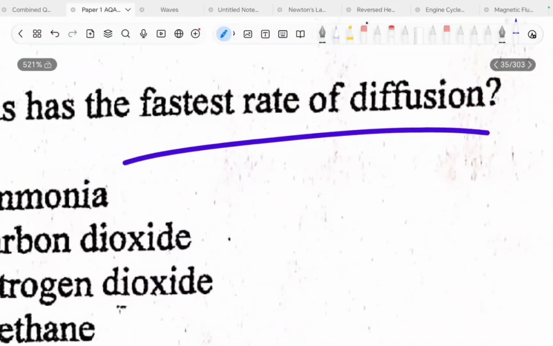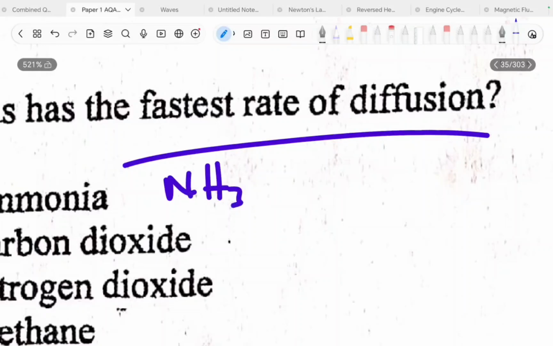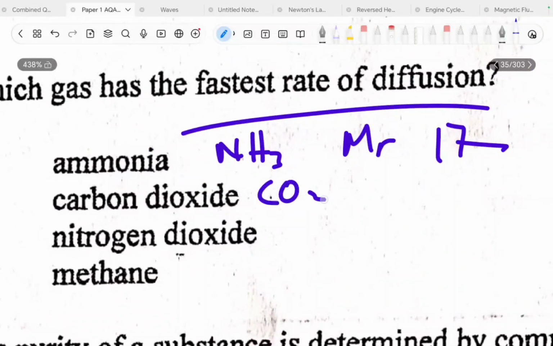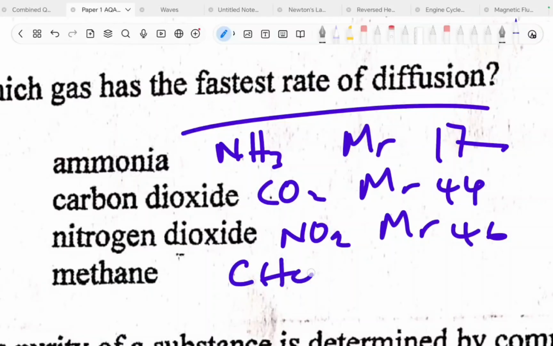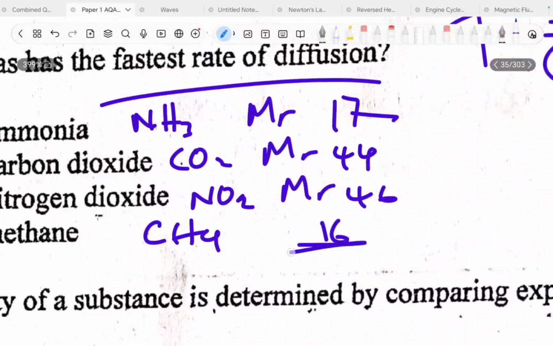So how do you do it? Ammonia is NH3. It has 1 nitrogen and 3 hydrogens. So the Mr is equal to, N is 14 plus 3, 17. Carbon dioxide is CO2. C is 12. O2 is 32. So 12 plus 32 is equal to 44. Nitrogen dioxide is NO2. N is 14. O2 is 32. So that's 46. And then methane, CH4, is 12 plus 4, that's 16. So D is the answer because this is the lightest.